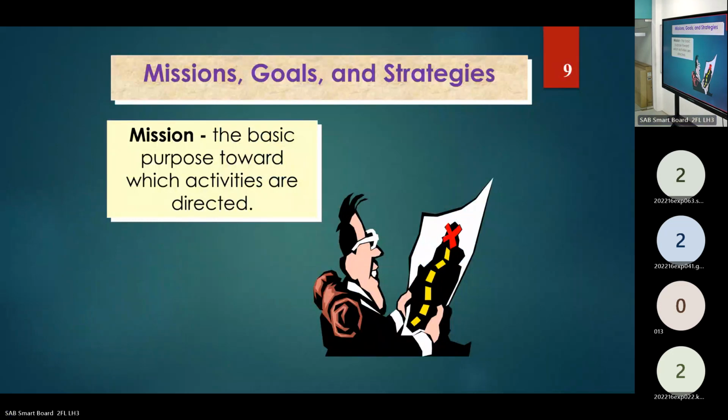Next, the mission, goals, strategies, right? So how I got vision, vision direction, right? But vision does not explain in detail what you are doing. What is your purpose, right?